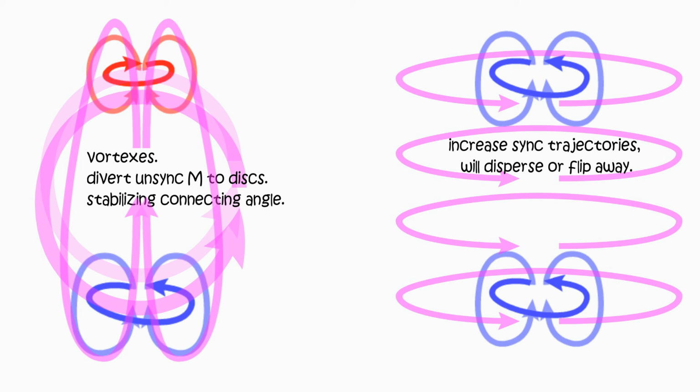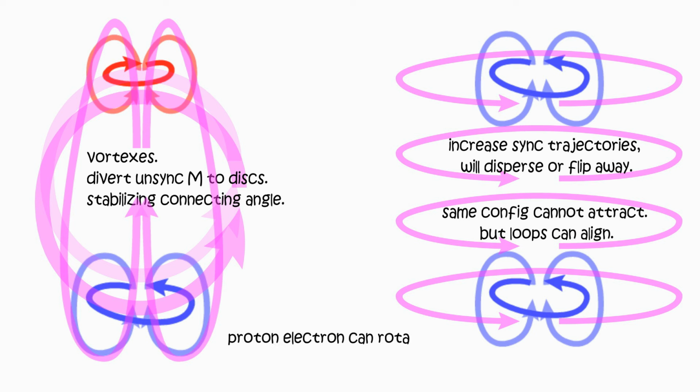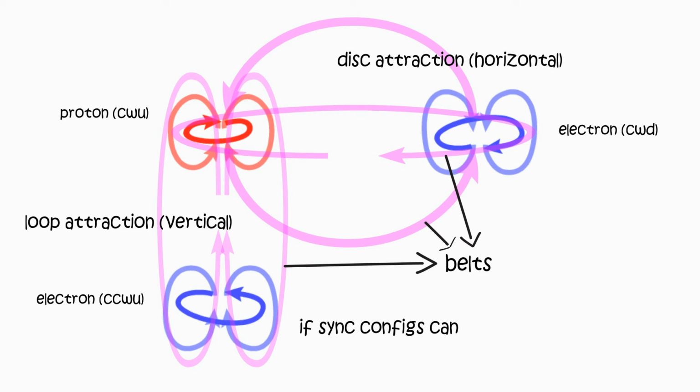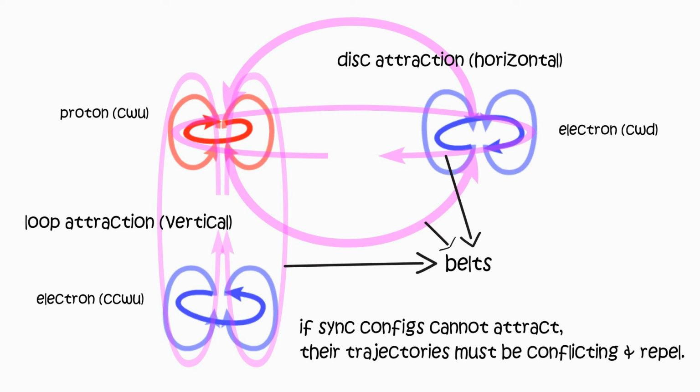So electron to electron cannot attract even when loops are aligned, as their disk trajectories will not be compatible and will flip and repel. Proton-electron can rotate to connect at optimal angle. If two synchronized configurations cannot attract, their trajectories can only be conflicting and repel.